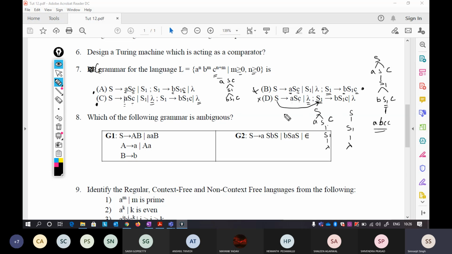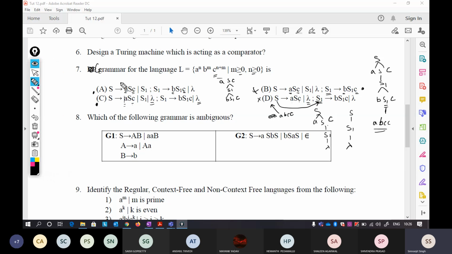I cannot derive the string a b c c. This string is not derivable from this one. Okay, so two are eliminated, only two are remaining. So see the difference between these two. The only difference between these two is that there is a lambda in the starting one, and there is not a lambda in this one. I don't think there is any problem if there is a lambda in them. So do both grammars.